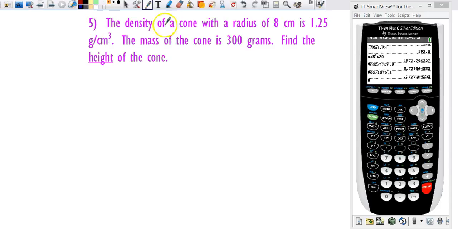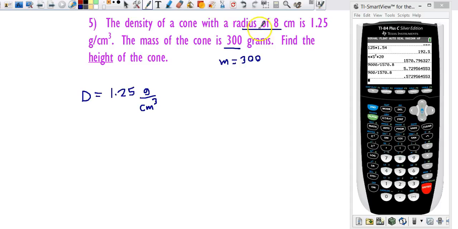So number 5, we are given the density of a cone, with a radius of 8. Notice it's the radius again. The density is 1.25 grams per cubic centimeter. We're given the mass, which is 300 grams, and we're asked to find the height of the cone.